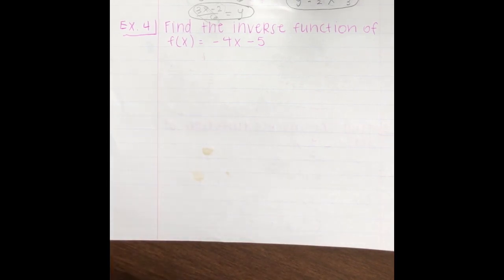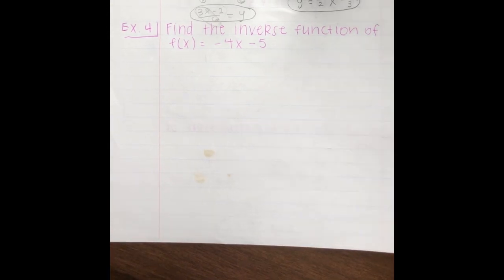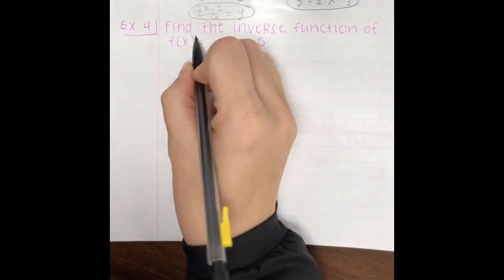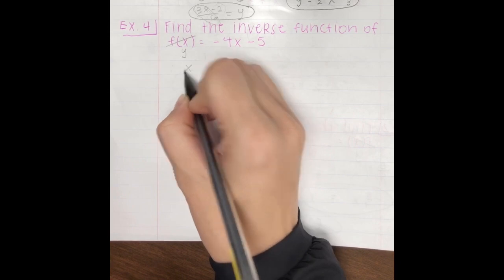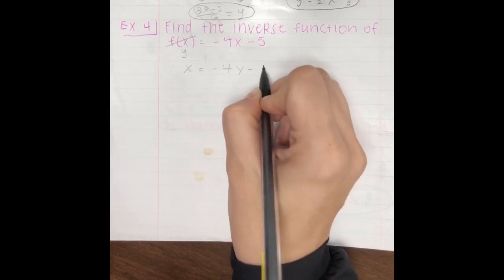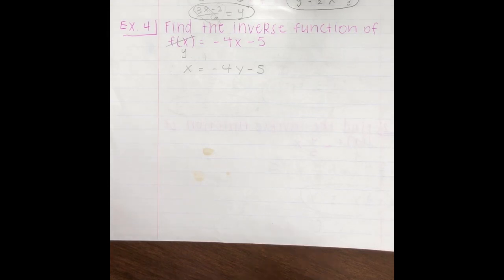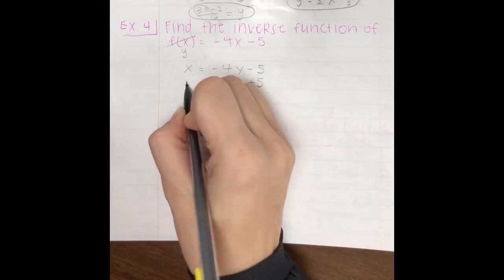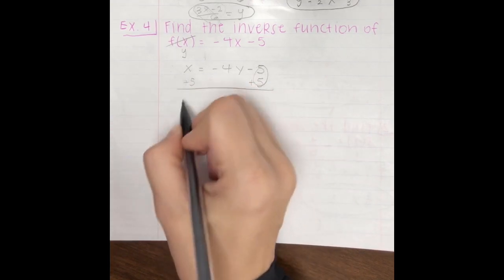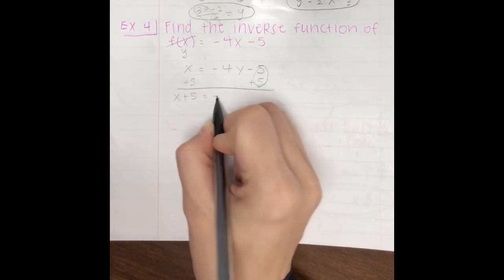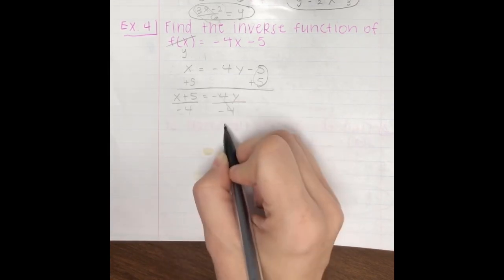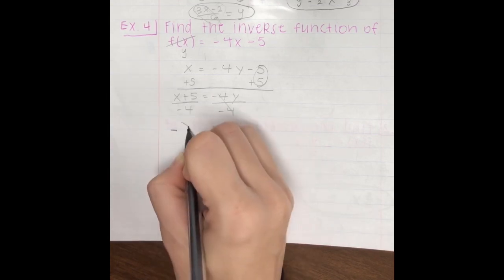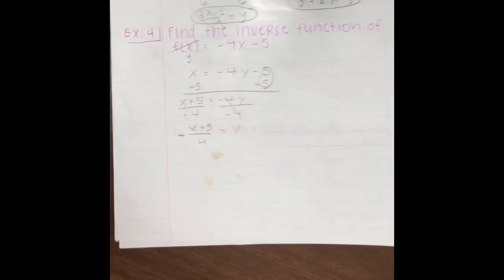All right, example 4. Find the inverse of f of x equals negative 4x minus 5. What we're going to do is start by replacing f of x with y. Step 2, switch the x and the y. So we're going to have x equals negative 4y minus 5. And we're going to solve for y. So I'd add 5 to both sides. These are not like terms, so this just stays x plus 5. Divide both sides by negative 4. And we get y equals, we're going to put that negative out front, x plus 5 divided by 4.